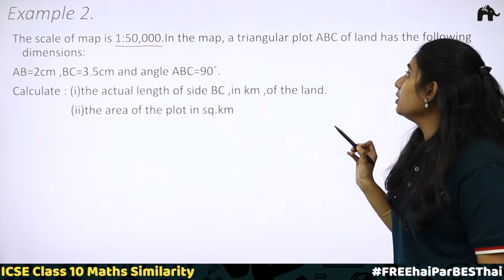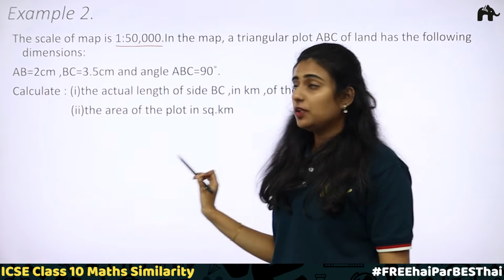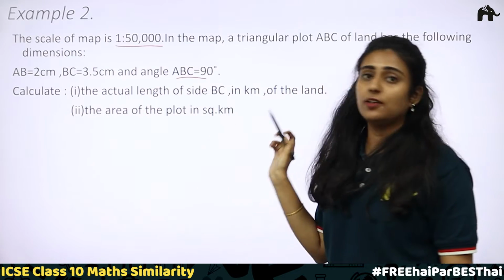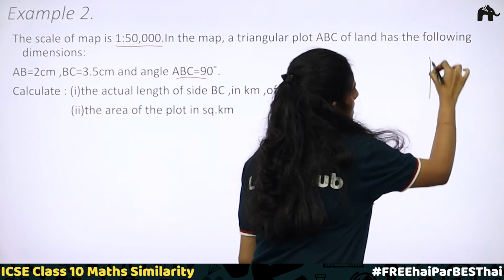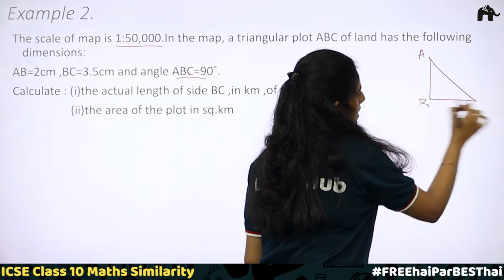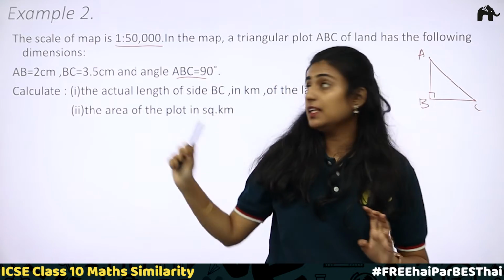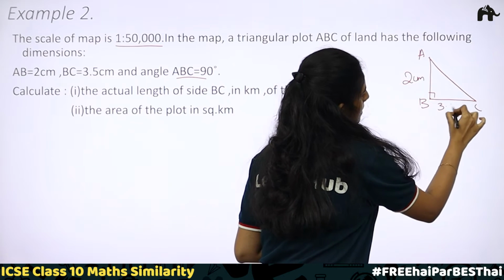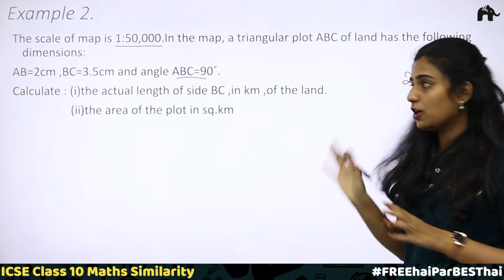The scale of a map is 1:50,000. In the map, a triangular plot ABC of land has the following dimensions. AB is equal to 2 cm, BC is equal to 3.5 cm and angle ABC is equal to 90 degrees. From this, it is clear that the figure which is mapped is a right triangular plot ABC, this angle is 90 degrees. This is 2 cm and this is 3.5 cm. This is how it is mapped on a paper or a board.